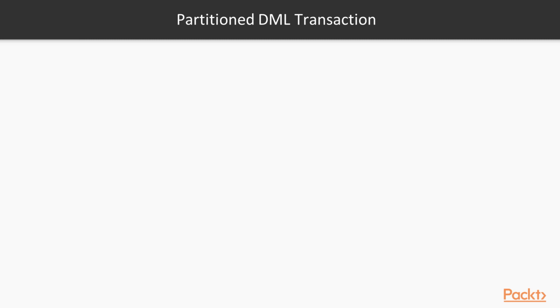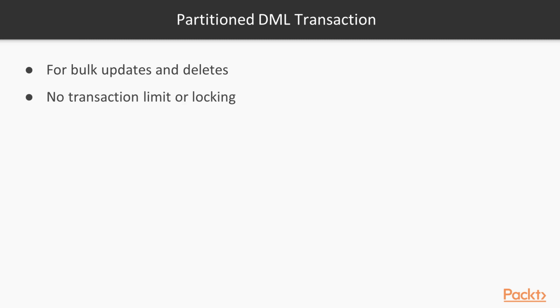Then there are partitioned DML transactions. A partitioned DML transaction is designed for bulk updates and deletes, for example, periodic cleanups. Using partitioned DML, you can execute large-scale update and delete statements without running into transaction limits or locking an entire table. Cloud Spanner partitions the key space and executes the DML statements on each partition in a separate read-write transaction.